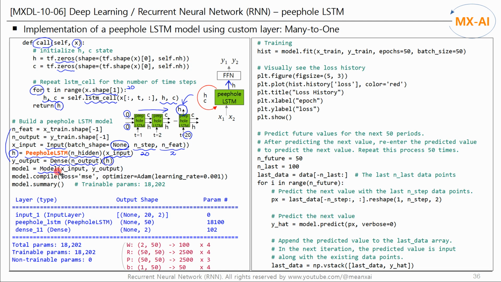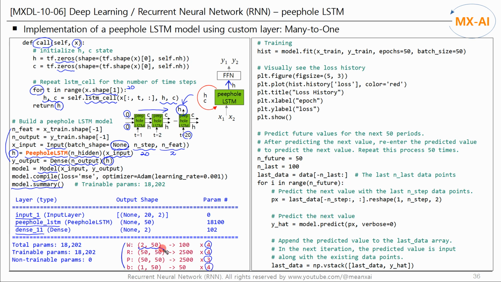Create a model for training and compile it. And let's check the structure of this model. There is an input layer, a recurrent layer, and an output layer. The recurrent layer has 4 Ws, 4 Rs, 3 Ps, and 4 biases as trainable parameters.